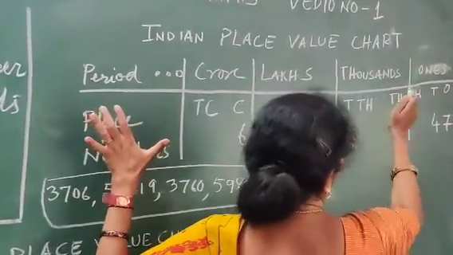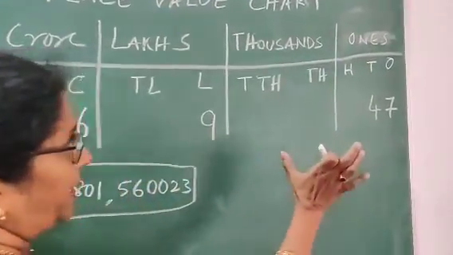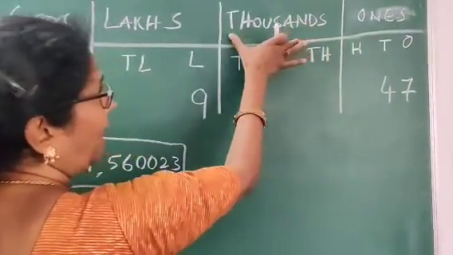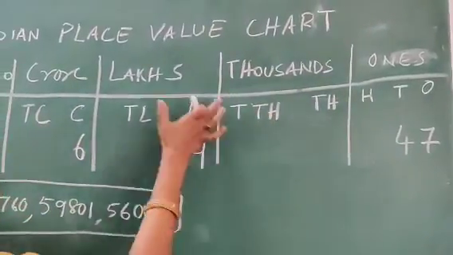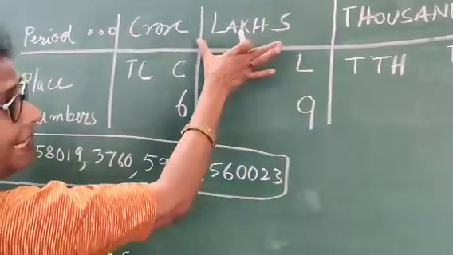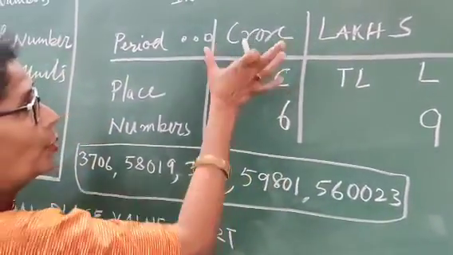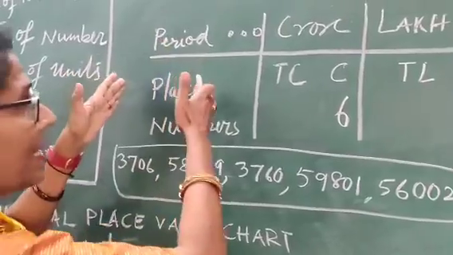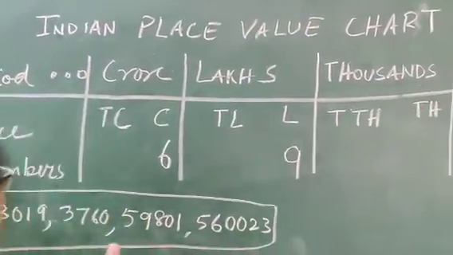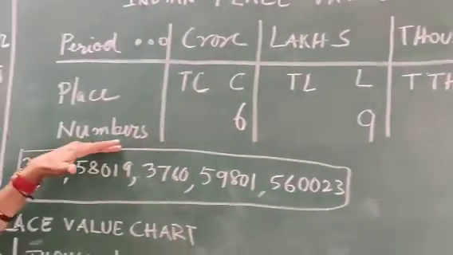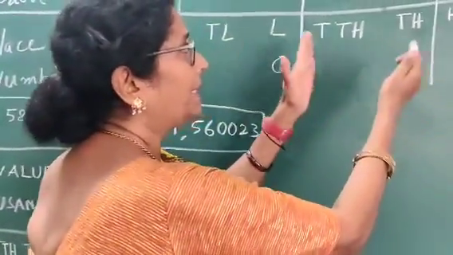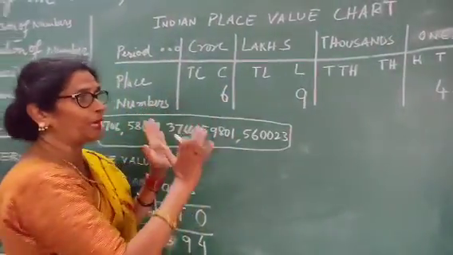In this base value chart, in the previous class you already know the divisions of the period in the Indian system. Ones, tens, hundreds, three divisions are there, then thousands, 10,000, and the lakh, 10 lakh, crore, 10 crore. These are the periods and these divisions are the places. And then next is numbers. Now in the Indian system, the first period has three parts, then all the rest have two parts.